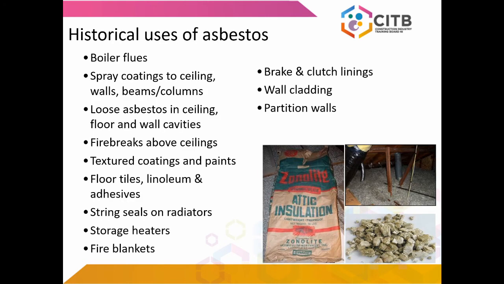Here we have some historical uses of asbestos: boiler flues, spray coatings to ceiling walls, beams or columns, loose asbestos in ceiling, floor and wall cavities, fire breaks above ceilings, textured coatings and paints, floor tiles, linoleum and adhesives, string seals on radiators, storage heaters, fire blankets, brake and clutch linings, wall cladding and partition walls.